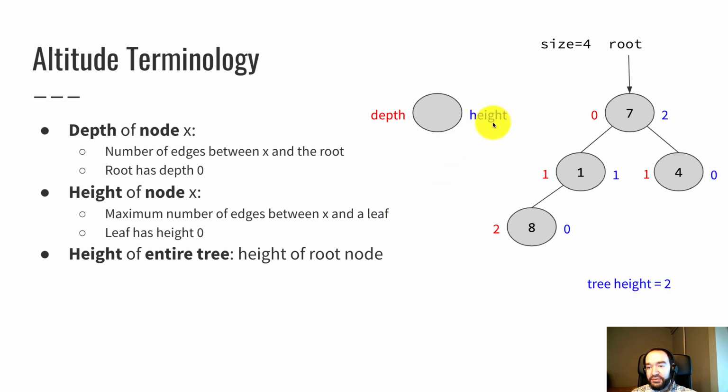I'm drawing the height numbers to the right of each node in blue. 8 and 4 are leaves, their height is 0. The 1 node is at height 1 because it takes 1 edge to get to the deepest leaf. And the root node's height is 2 because the longest path to a leaf is length 2. And that means the height of the entire tree as a whole thing is 2.